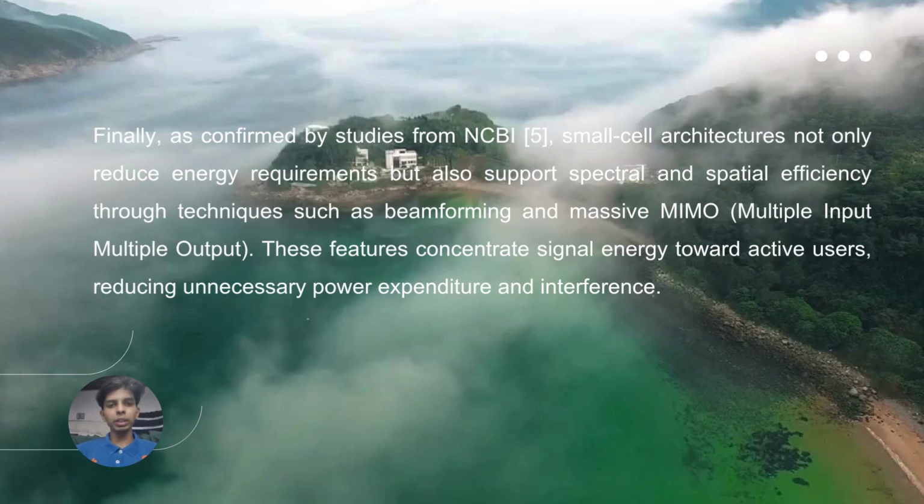Finally, as confirmed by studies from NCBI, which is the fifth journal, small cell architecture not only reduces energy requirements but also supports spectral and spatial efficiency through techniques such as beamforming and massive MIMO, which is multiple input multiple output. These features concentrate the signal energy toward active users, reducing unnecessary power expenditure and interference.